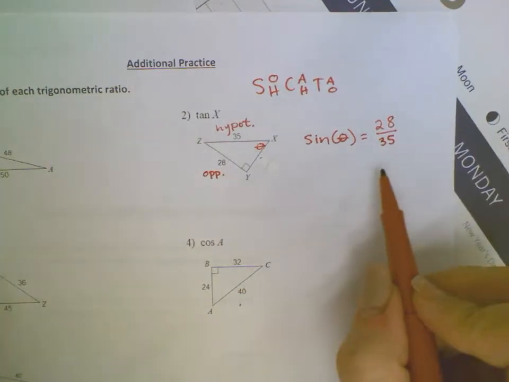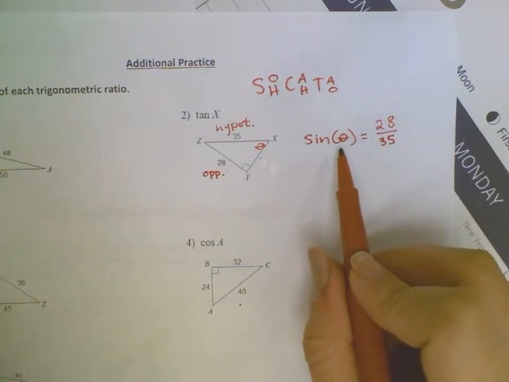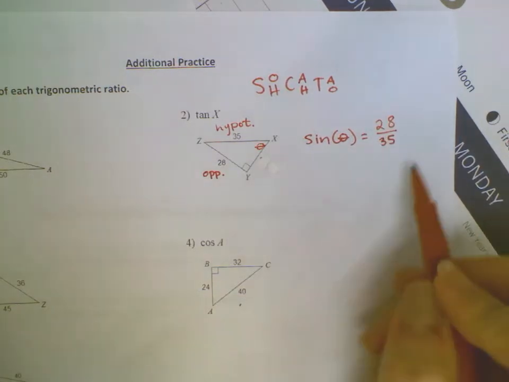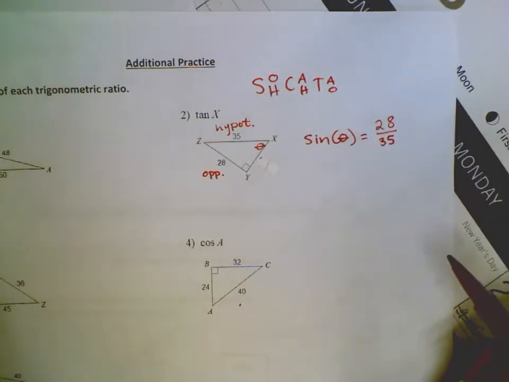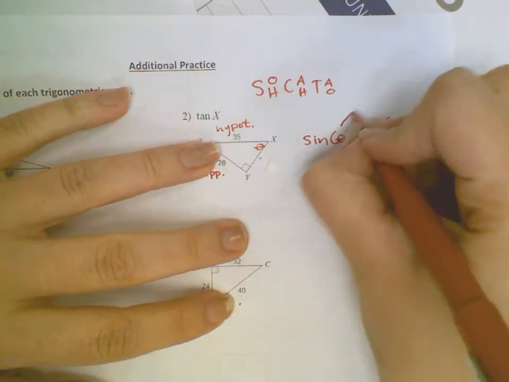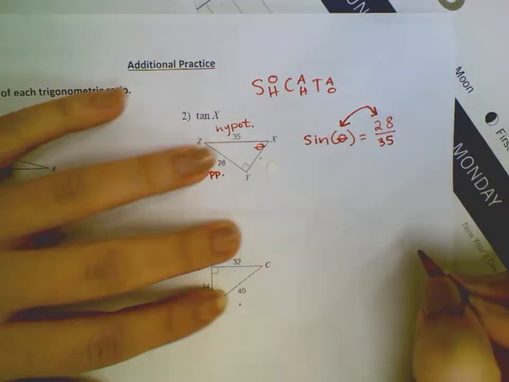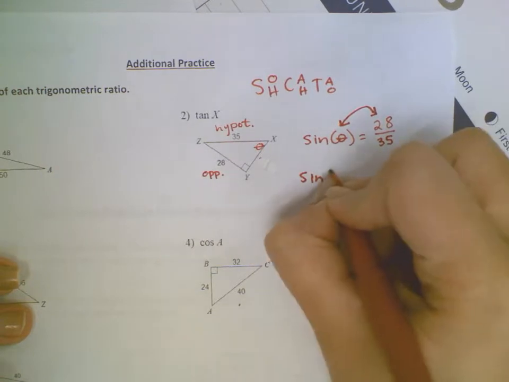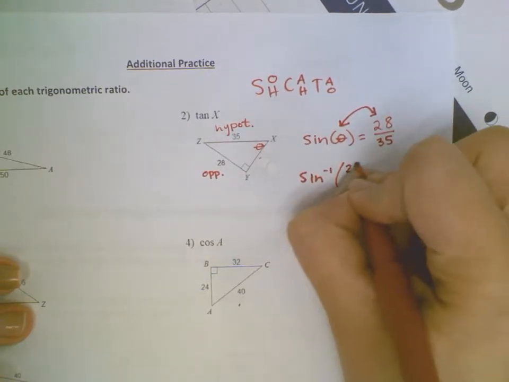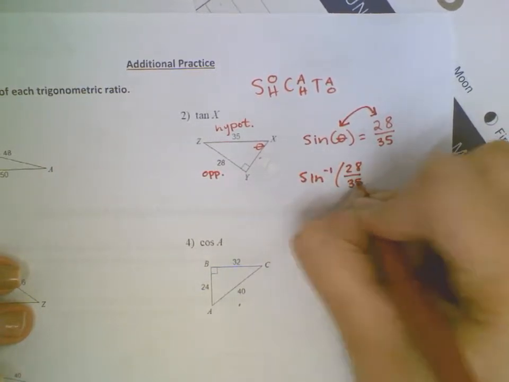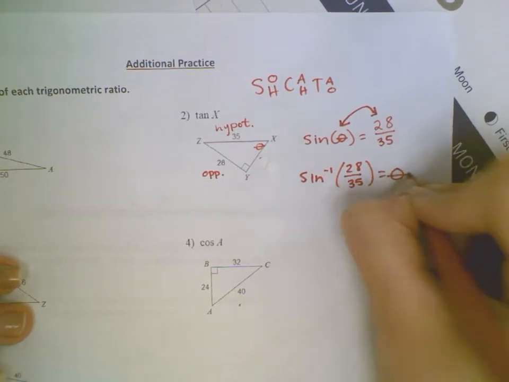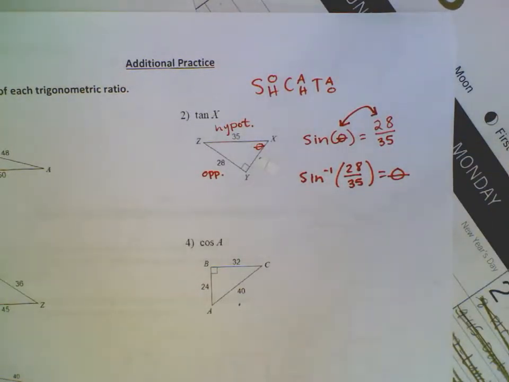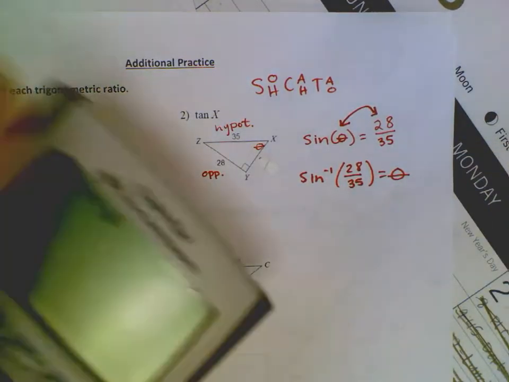So there's no way for me to solve for theta with it written how it is now. But I can switch these two things around by using the inverse. So if I use inverse sine, 28 over 35 equals theta. So now I'll grab my calculator.